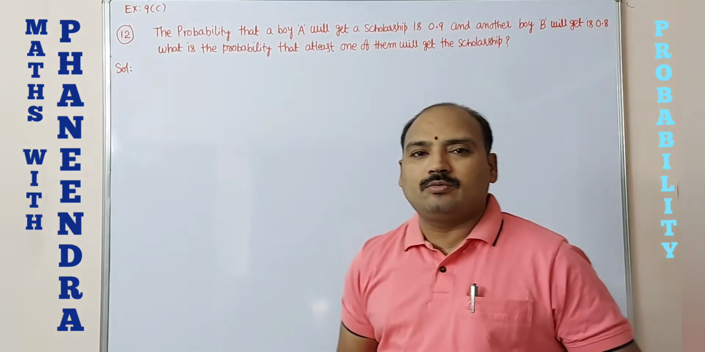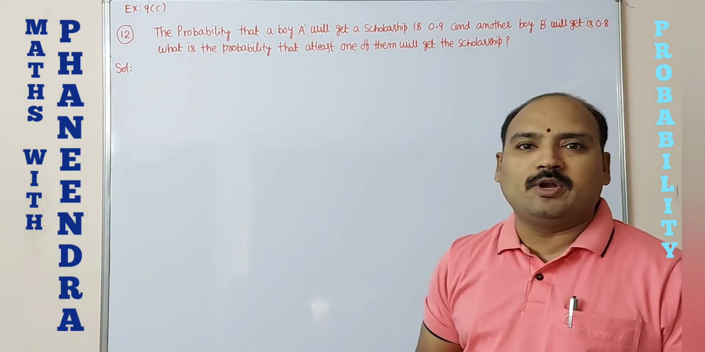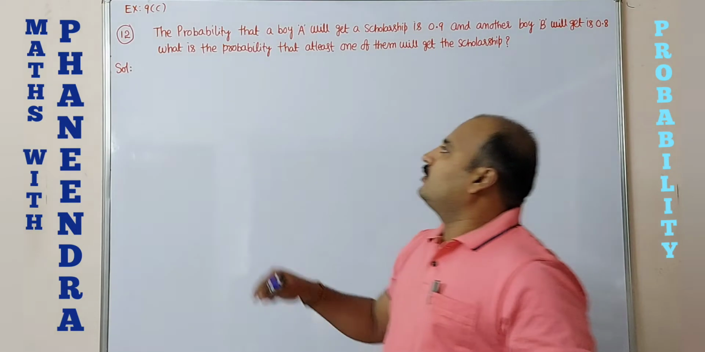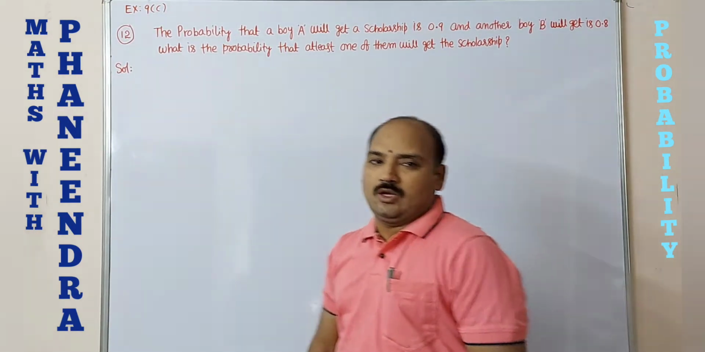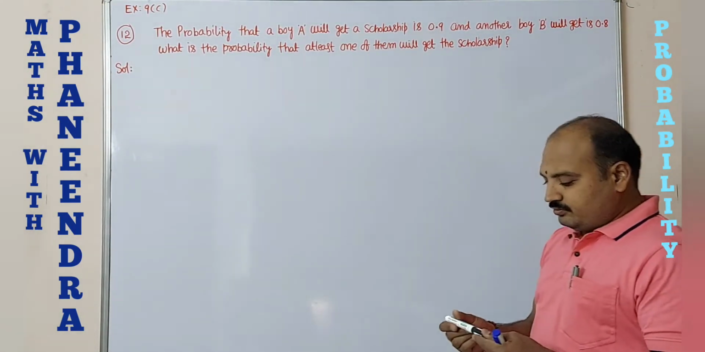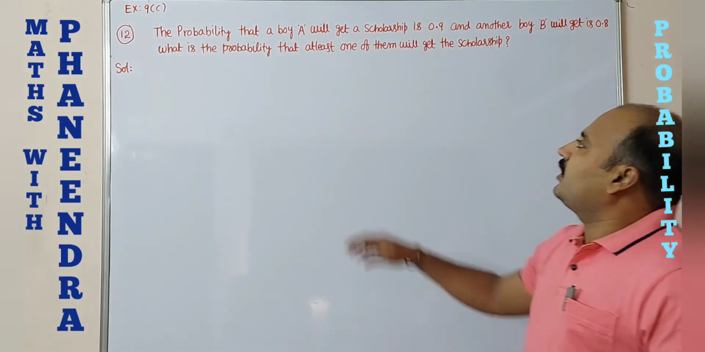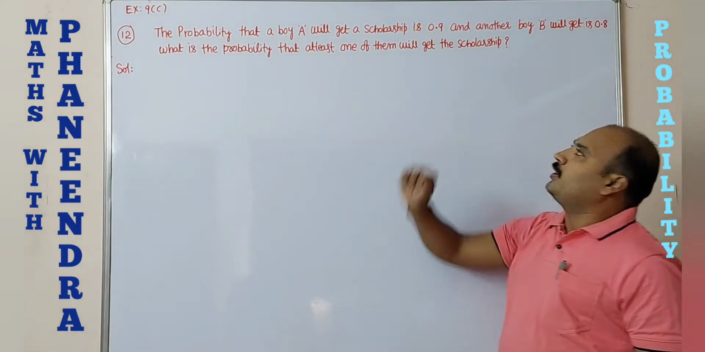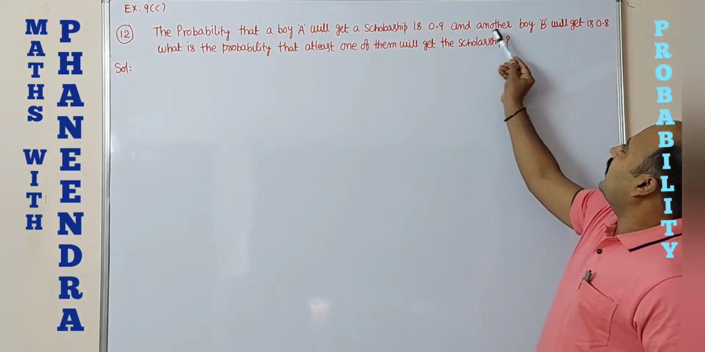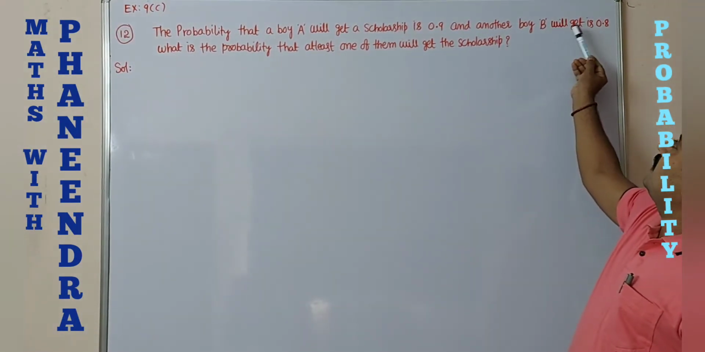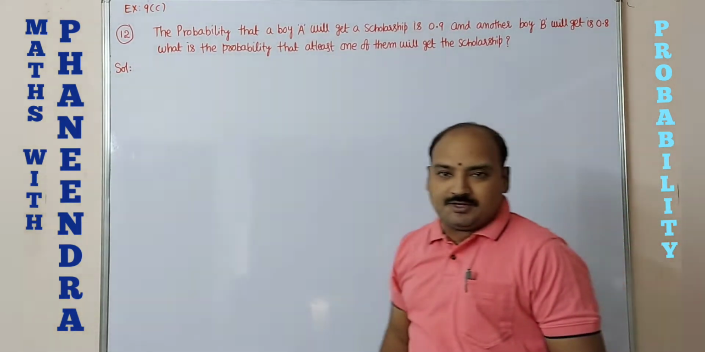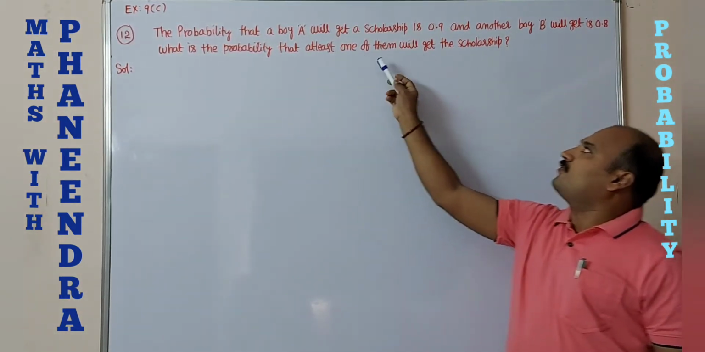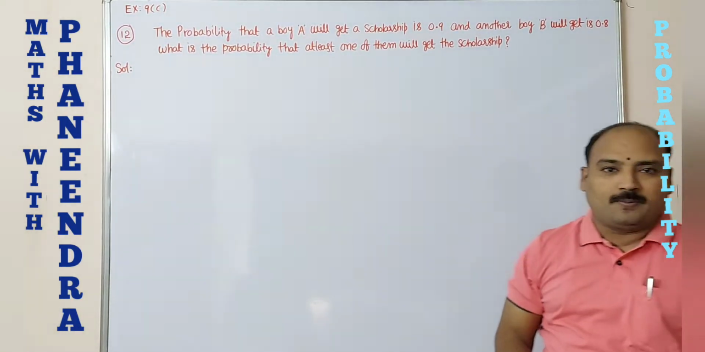In this video, we are going to discuss probability. We are in exercise 9C, in the first bit, question number 12. The probability that a boy A will get a scholarship is 0.9 and another boy B will get it is 0.8. What is the probability that at least one of them will get the scholarship?